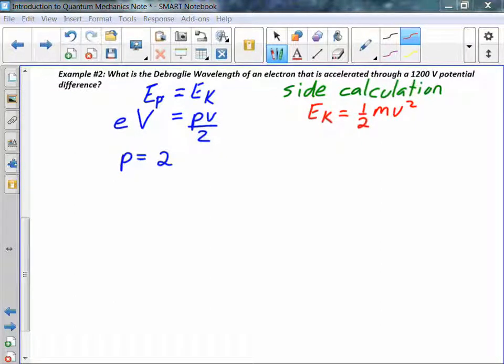I wanted a different rearrangement of E_k equals 1/2 mv squared. Because we don't have velocity, what we actually have to do is multiply this by m over m. We're not changing the equation, multiplying it by 1. What that gives us is m squared v squared over 2m. m squared v squared is momentum squared.